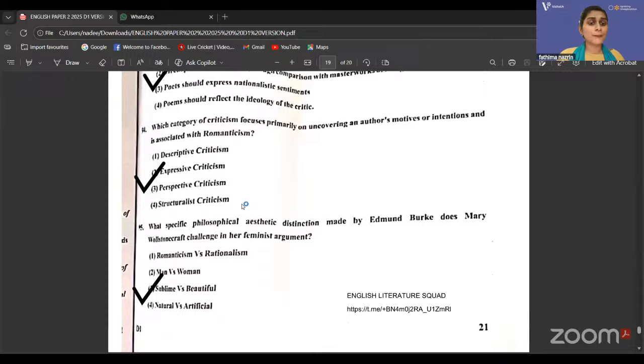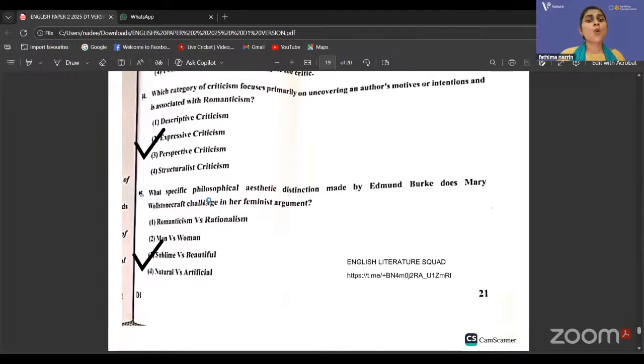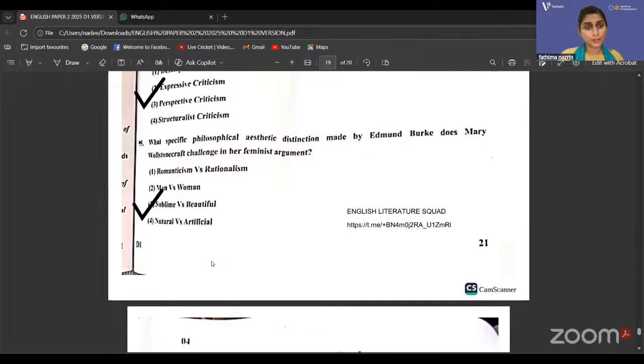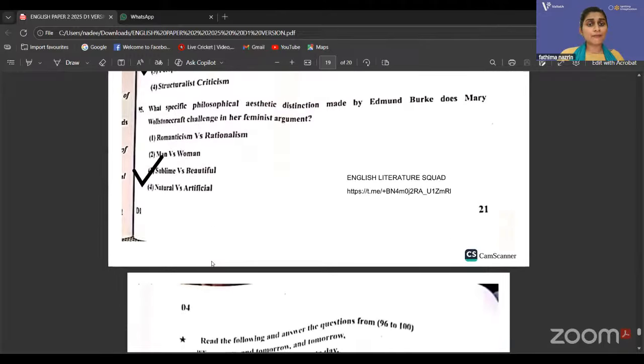Okay, now coming to 95th question. What specific philosophical aesthetic distinction made by Edmund Burke does Mary Wollstonecraft challenge in her feminist argument? Now the answer is sublime versus beautiful. The answer is option number 3. She says that these are gendered concepts of Burke. So 95 is 3.